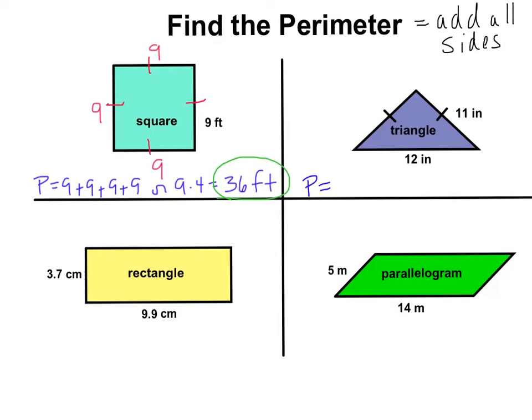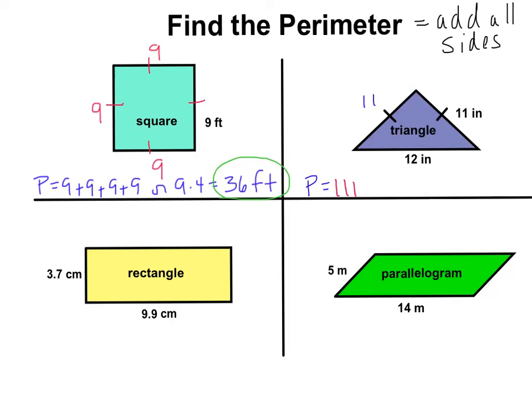Now one thing you know is that this side right here is 12. But what we need to find out is what this side is right here. And since this side has a tick mark and so does this side, that means these two sides are congruent. So if this is 11, this one has to be 11. Now I can go ahead and find the perimeter. I'm going to add all three sides, 11, 11, and 12.